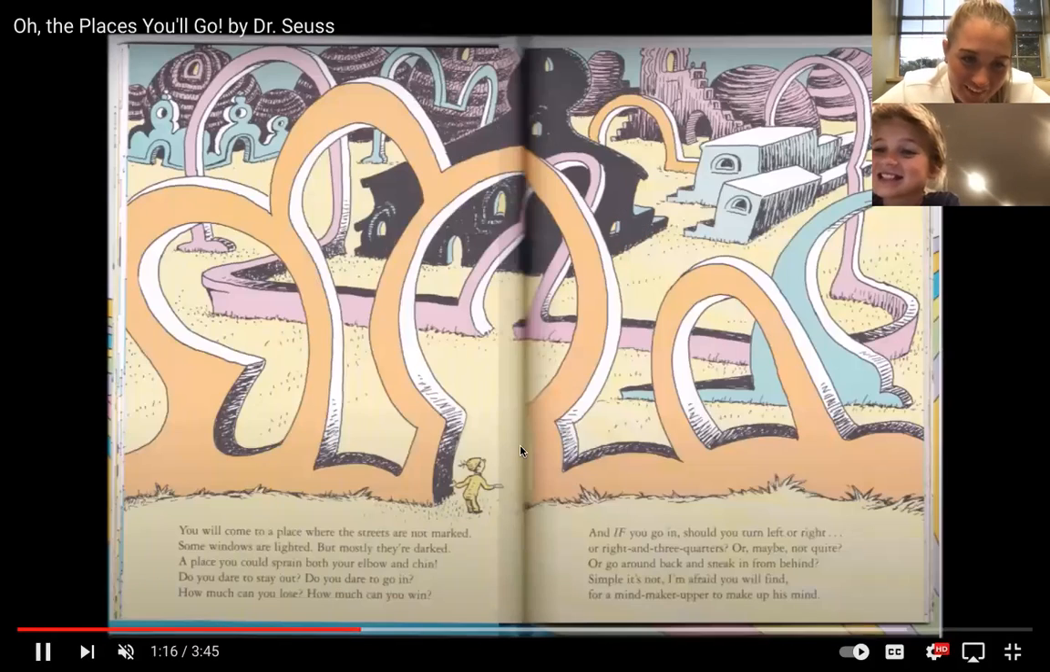Yeah. You will come to a place where the streets are not marked. Some windows are lighted, but mostly they're darked. A place you could sprain both your elbow and chin. Do you dare to stay out? Do you dare to go in? How much can you lose? How much can you win? And if you go in, should you turn left or right, or right-and-three-quarters, or maybe not quite? Or go around back and sneak in from behind? Simple it's not, I'm afraid you will find, for a mind-maker-upper to make up his mind.